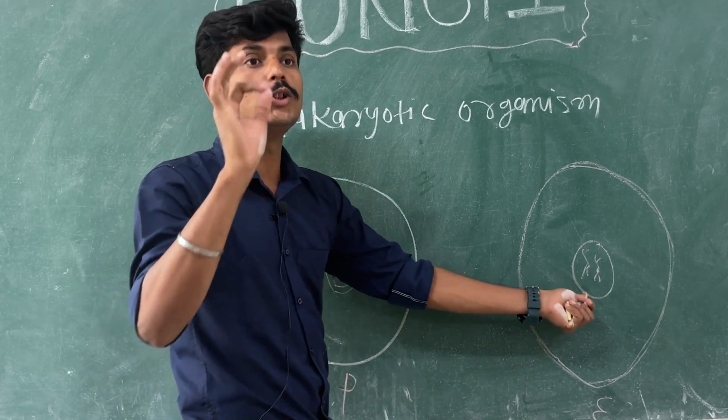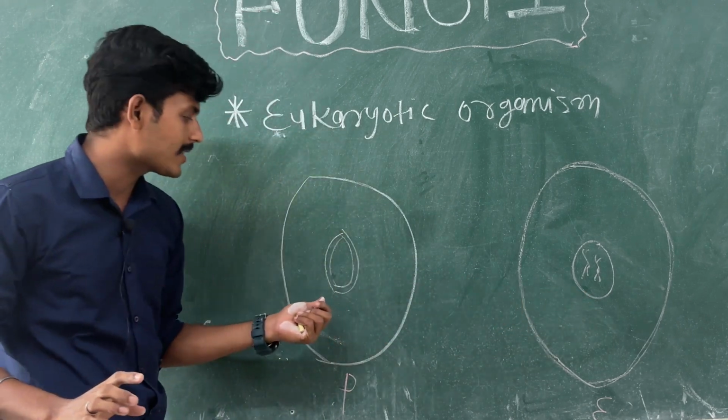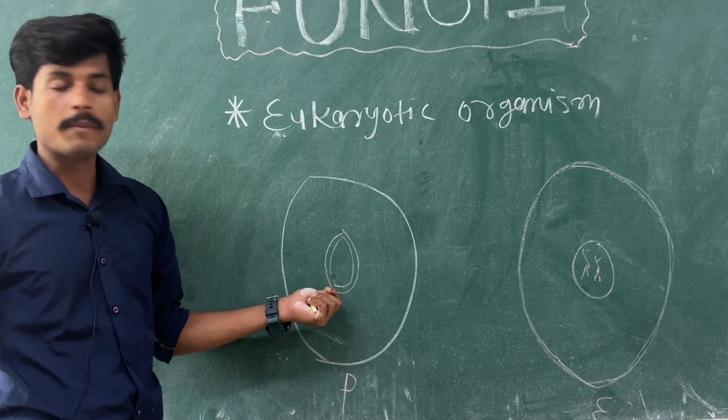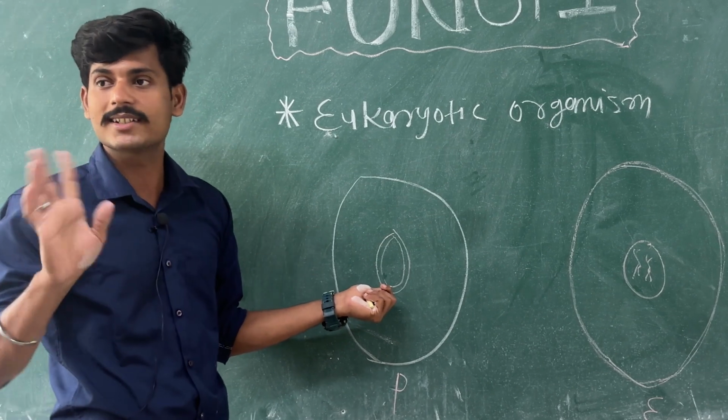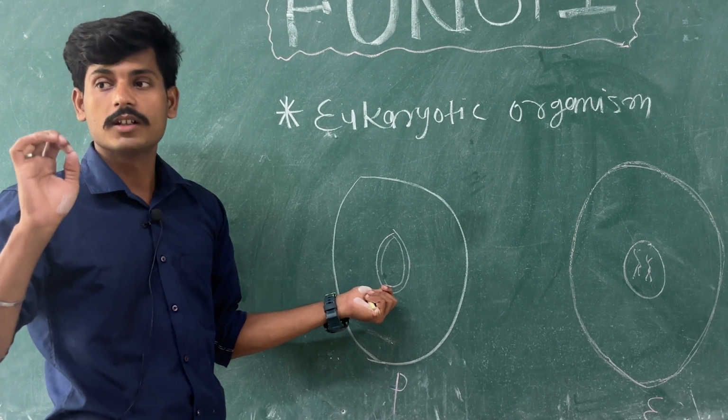So this is called the nucleus. But whereas if you see the bacterial structure, there is no nuclear membrane. It means it is not a nucleus. It is called the nucleoid.